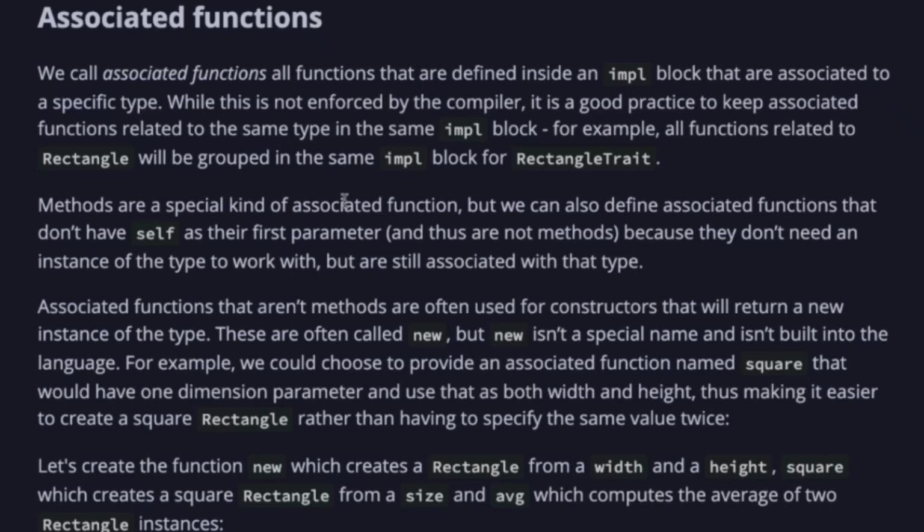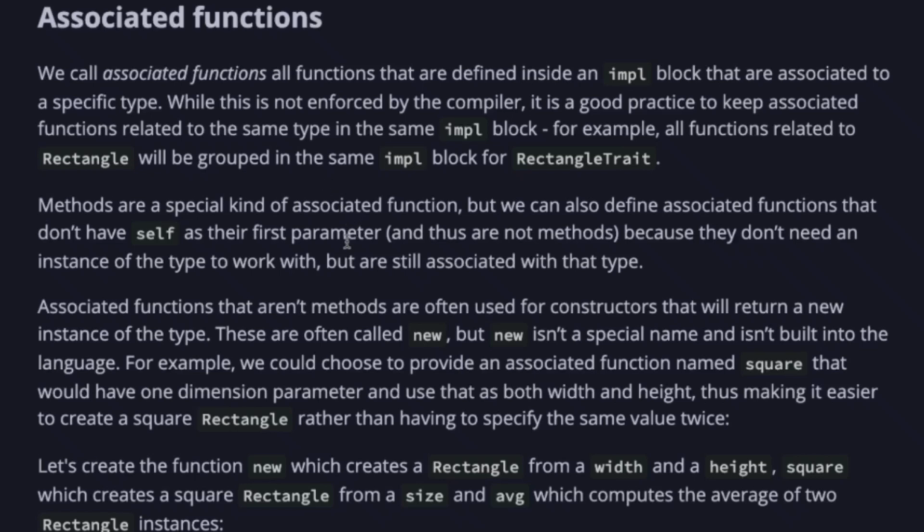Basically what we call associated functions are all the functions that are related or pertaining to a particular structure. It's good practice most times to group things. For example, if you have different methods that are related to a particular struct, you want to group them under one particular implementation. It makes things easier to read, it's better organization. Of course, the compiler will probably not shout at you if you don't do that, but it's just good practice.